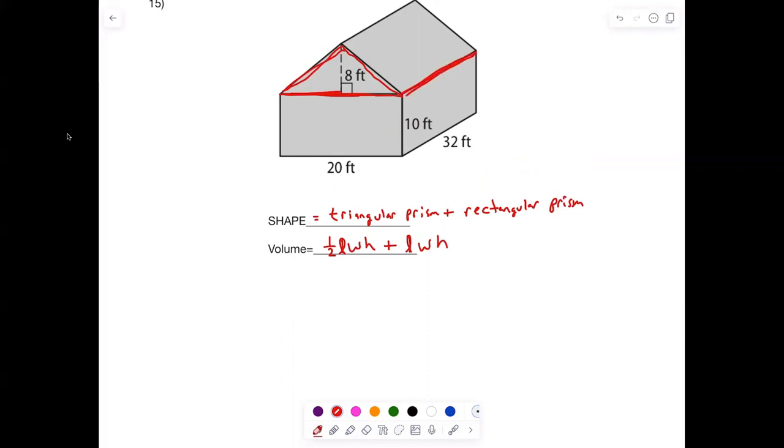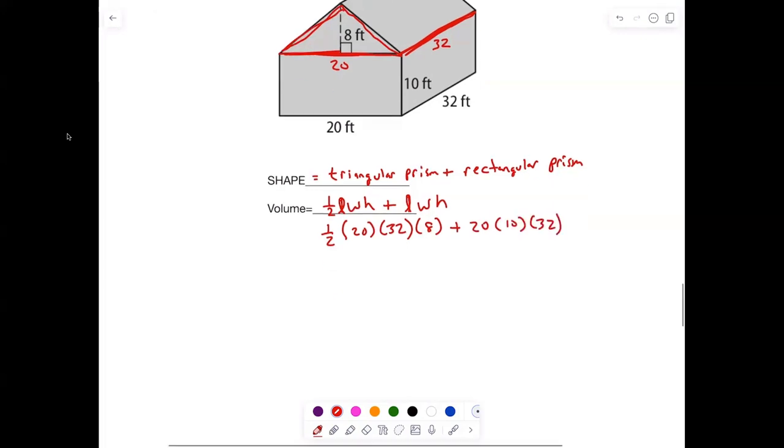Does everybody agree? So what numbers am I using for that triangular prism? 20 and 32, because this right here is 20 and this right here is 32. Very good. So that's 1/2 times 20 times 32 times what? 8. Now we're doing the bottom one. What three numbers are involved in the bottom? Length times width times height. 20, 10. Add that up for me.